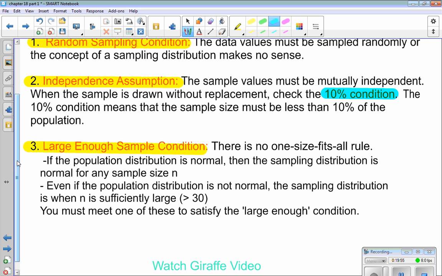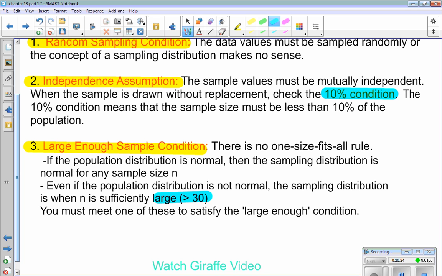However, if we don't know anything about the population, or we definitely do know that the population was skewed in some way, much like the NFL salaries were skewed, then sample size is going to matter. If the distribution is not normal, which obviously the population of NFL salaries was very heavily skewed, as long as your sample size is greater than 30, we can use the central limit theorem.